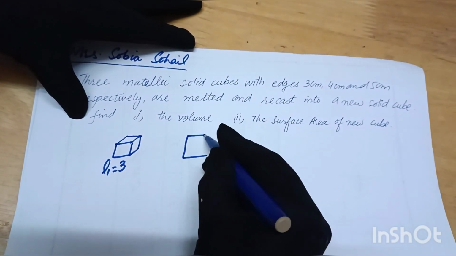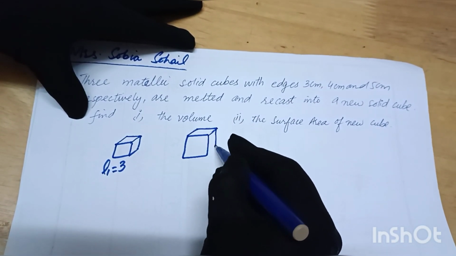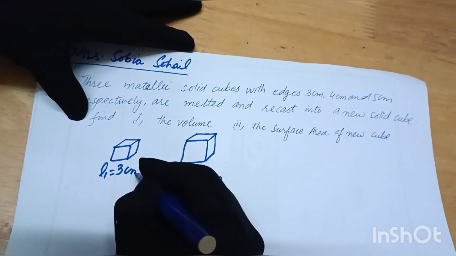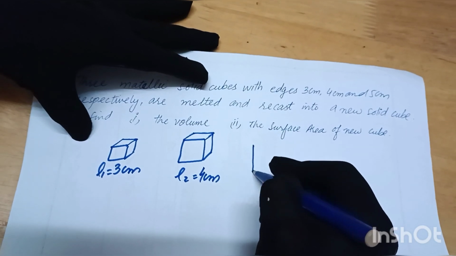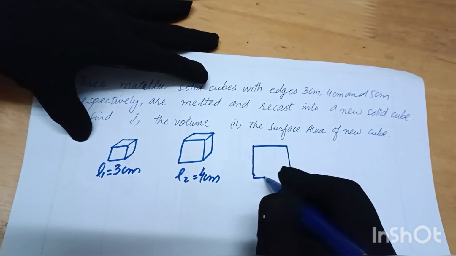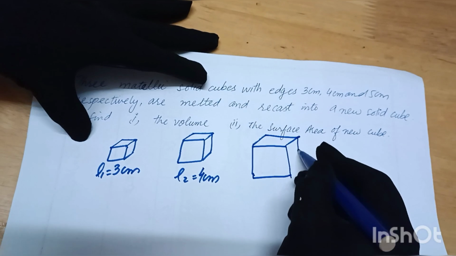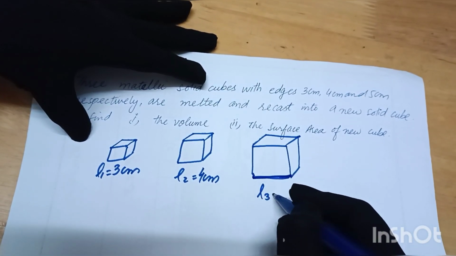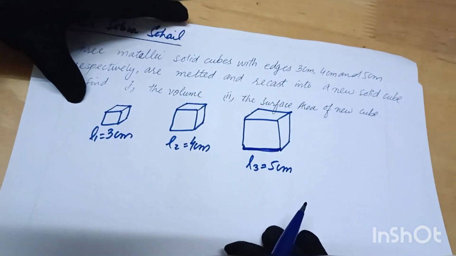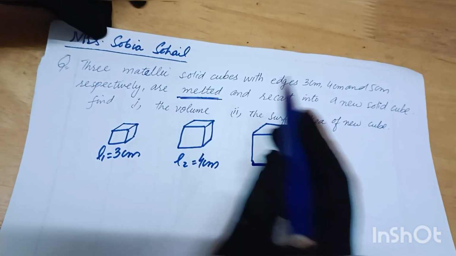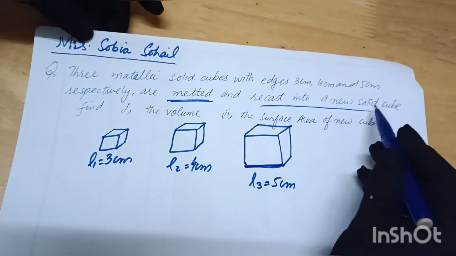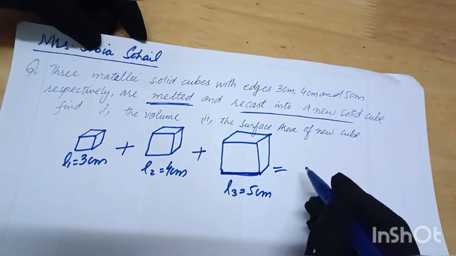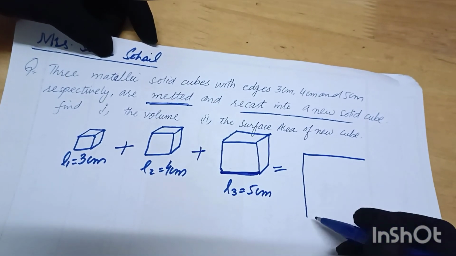The second one is a little bigger, length 2 is 4 centimeter. The third one is even bigger, length 3 is 5 centimeter. They're saying they are melted together and recast into a new solid. So we add these and make one bigger cube.